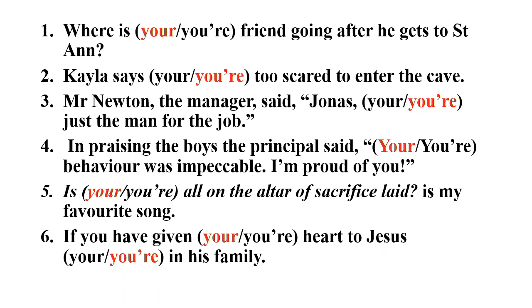Number 5 is your all, not you are all, but your all belonging to you. Everything that belongs to you is your all. So it's going to be Y-O-U-R. And number 6, if you have given your heart, what belongs to you, you can give. So it's your heart, Y-O-U-R, to Jesus, then you are in his family, Y-O-U apostrophe R-E.